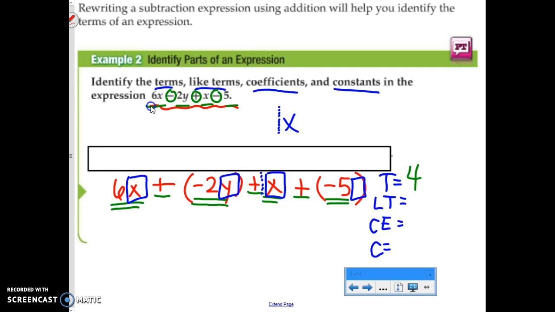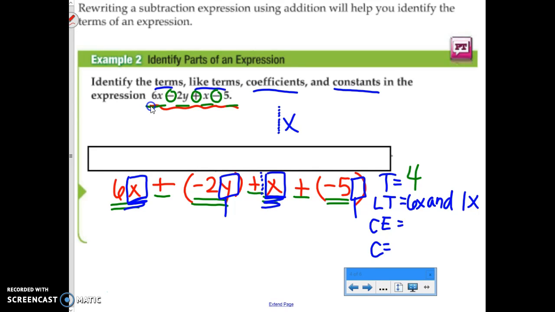Okay, so identifying those like terms then. This x matches this x, so I would go ahead and write 6x and 1x, or just x. And here you can see that my y and my nothing do not match. So those are the only pair of like terms that I have in this expression.